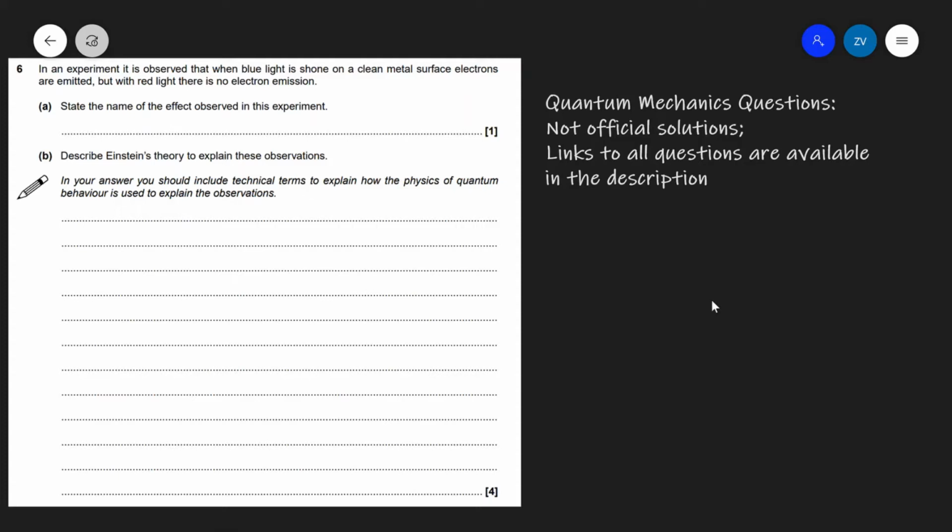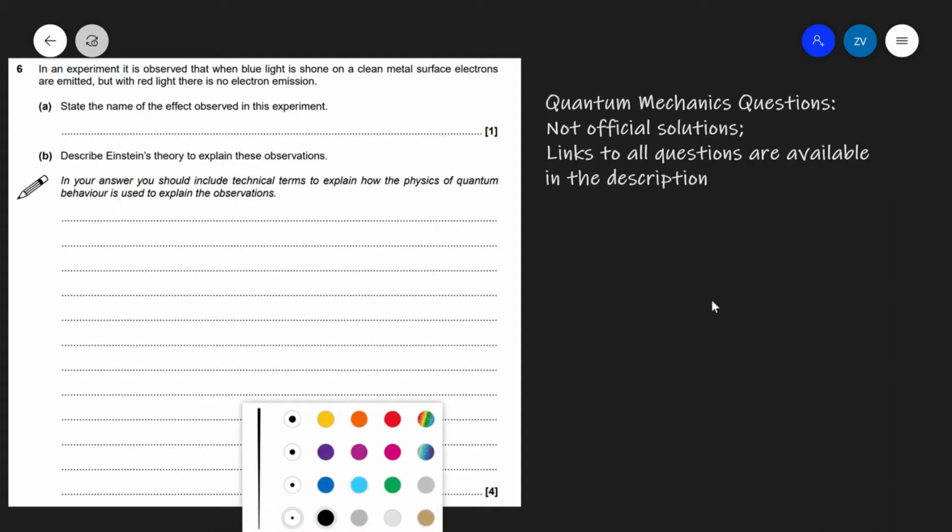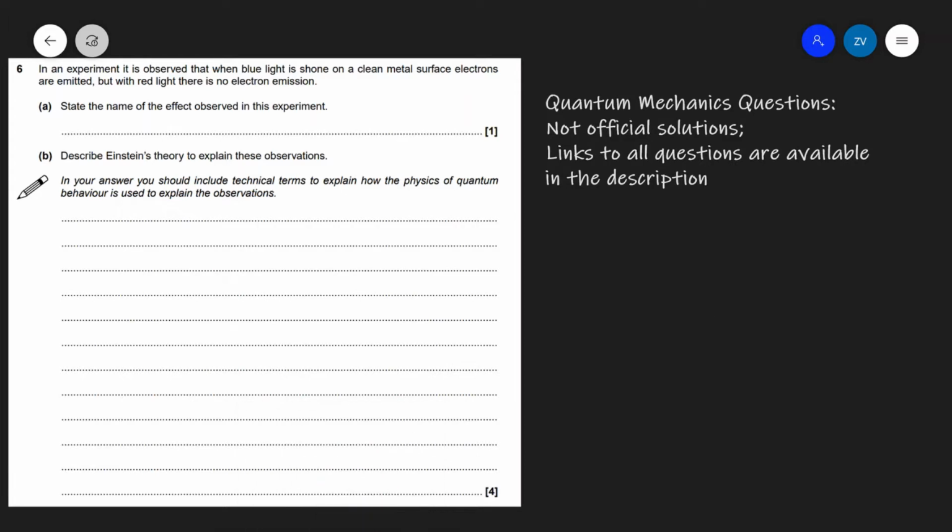So we have an experiment where it is observed that when blue light is shone on a clean metal surface, electrons are emitted, but when red light is shone, there is no electron emission. State the name of the effect observed in this experiment. Well, this is a classic example of the photoelectric effect, so we can just write that in, photoelectric effect.